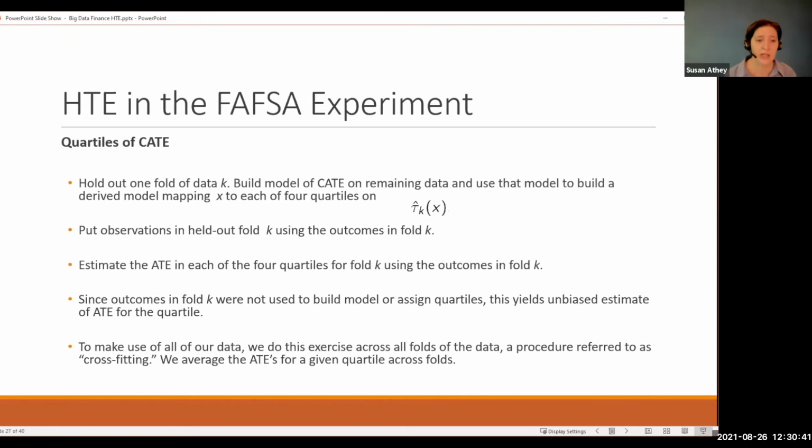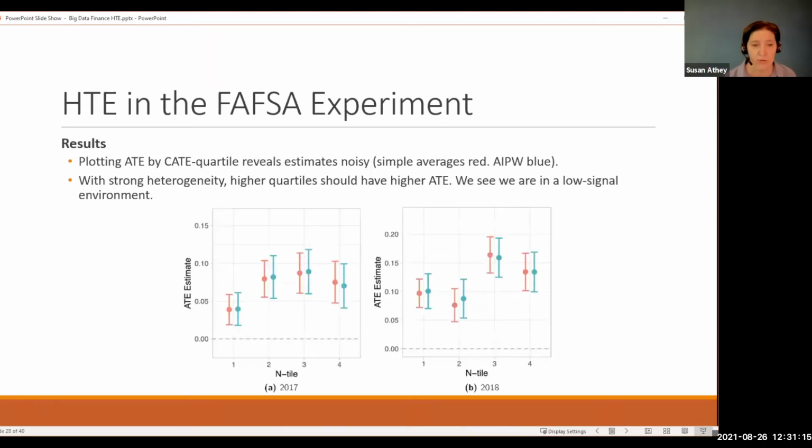So what we're going to do again is hold out one fold of data and then build a model on the remaining data and use that to derive a model mapping people to quartiles. And then once they're in a quartile, they've been assigned to a quartile using other people's data based on their X, but the mapping function was based on other people's data. So I build a mapping function, look at your X and put you into a group. And then I can look at the average treatment effect for people in that group. And their outcomes are clean at that point. So again, this is going to be model free.